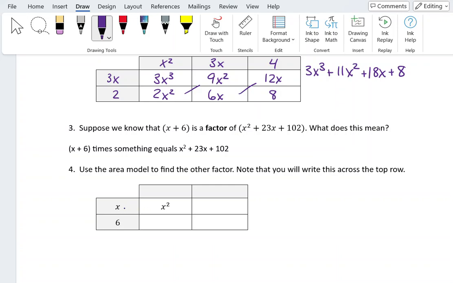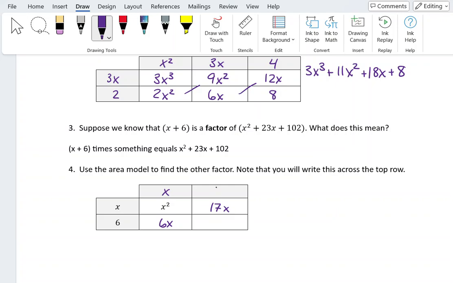So what we're looking for here is x times what equals x squared. Well, that has to be x. So x is going to go in the top. Now I can multiply x by 6 to get this box. So that's going to be 6x. Now I know that this box plus 6x needs to equal 23x. So what needs to be in this box? Well, that needs to be 17x, because 17 plus 6 is 23. So 17x goes in this box.